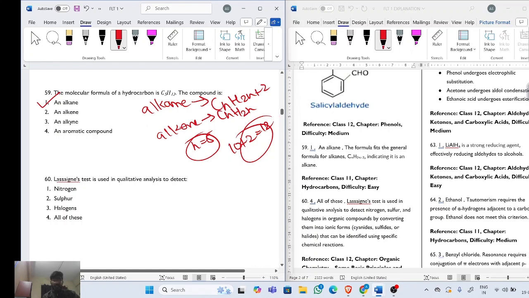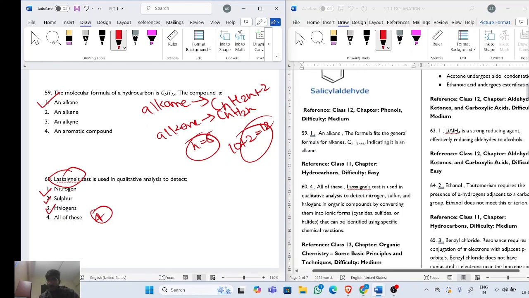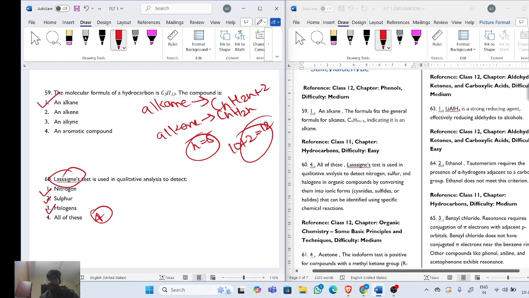Now, the Lassaigne test is used in qualitative analysis to detect... We know the Lassaigne test is used to detect nitrogen, sulfur, and halogen. All these three can be detected using the Lassaigne test. So option number 4, all of these, is the correct answer. The Lassaigne test is used to detect nitrogen, sulfur, and halogen in an organic compound by converting them into ionic form, which is cyanides, sulfides, or halides that can be identified using specific chemical reactions.